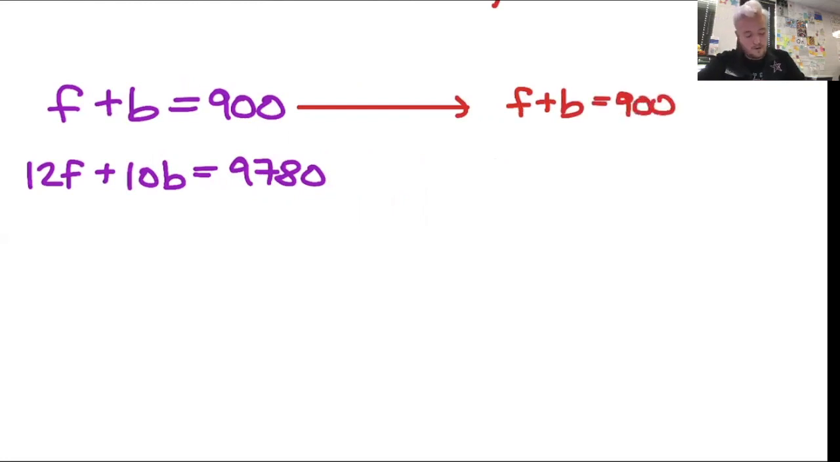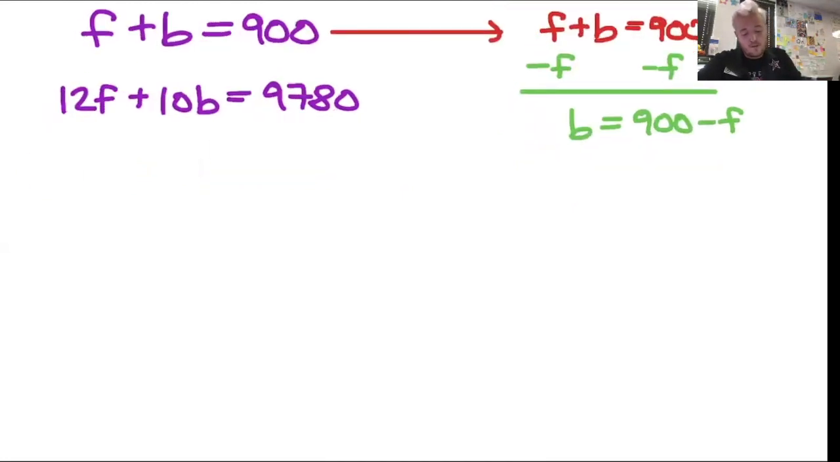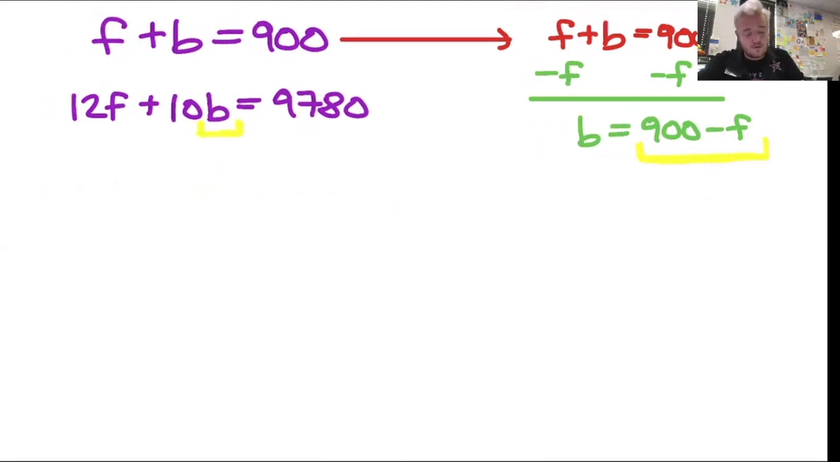All right, so I'm going to take this equation and solve it for one of my variables. Doesn't matter if you solve for F or B. I'm just going to solve for, I don't know, we'll solve for B. So I'm going to get rid of F. I'm going to have B equals 900 minus F. If you do negative F plus 900, it's the same thing. It doesn't matter. All right, so now I'm going to do my substitution. I have 900 minus F right here for my B value. I'm going to plug that in over here for my B value in my other equation.